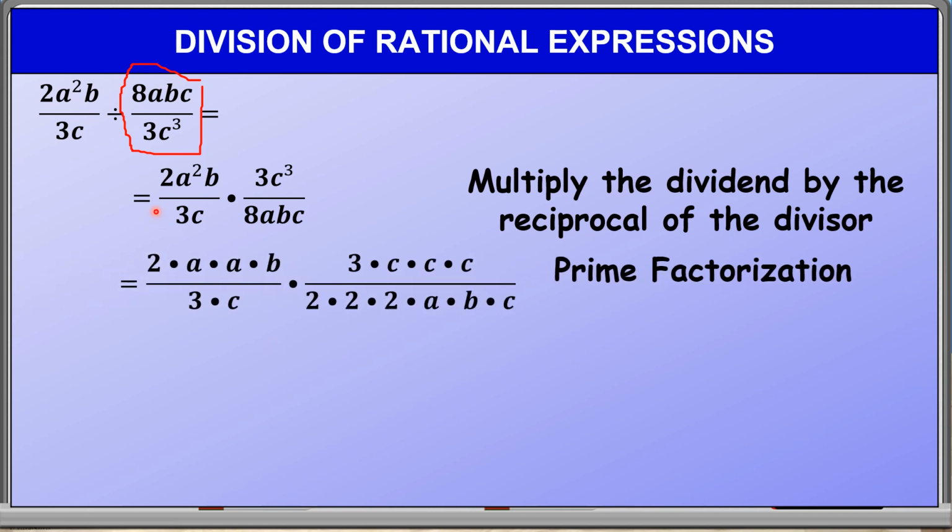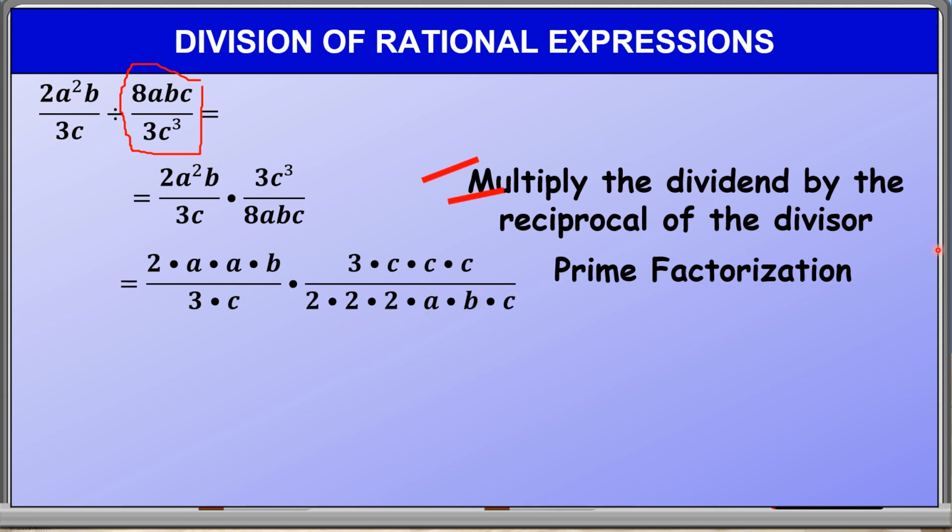The prime factors of 2a squared b are 2 times a times a times b. Same with 3c cube, 3 times c times c times c, all over. For the denominator, the prime factors are 3 times c, and for 8abc, 2 times 2 times 2 times a times b times c.